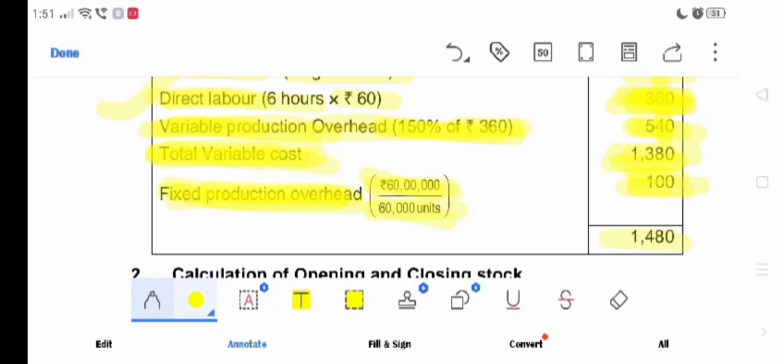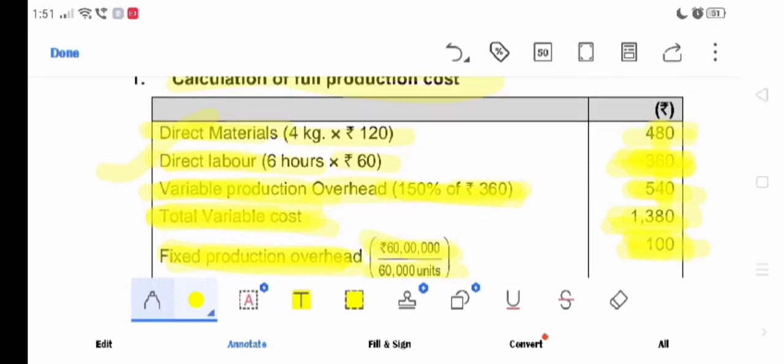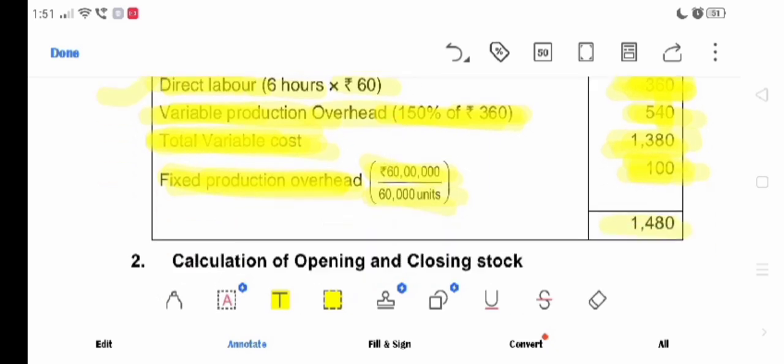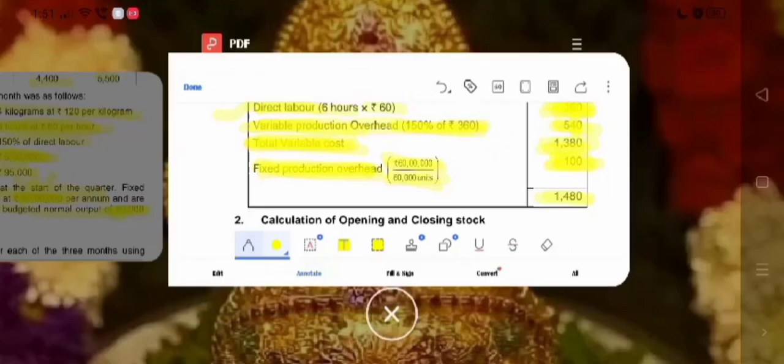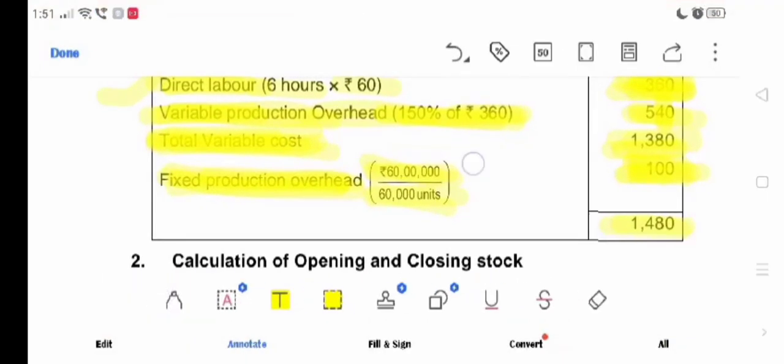So per unit we are going to get 100 rupees, right? So the total amount we got, total variable cost and fixed cost, which we have just calculated, comes to 1480 per unit, cost per unit, right? That's what we are discussing, okay?